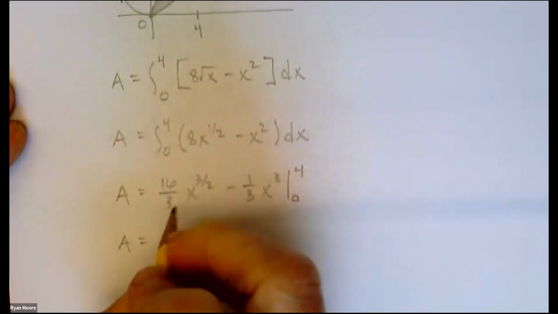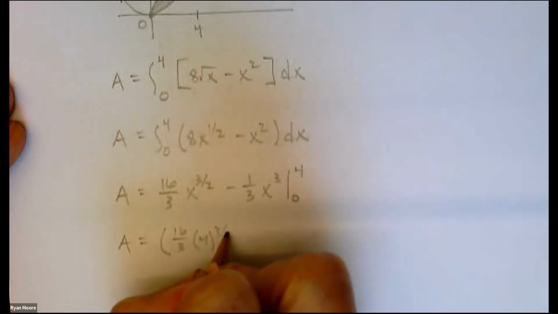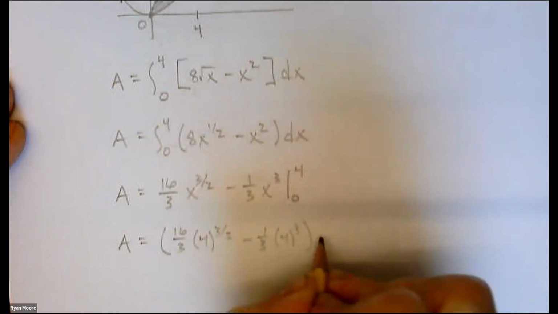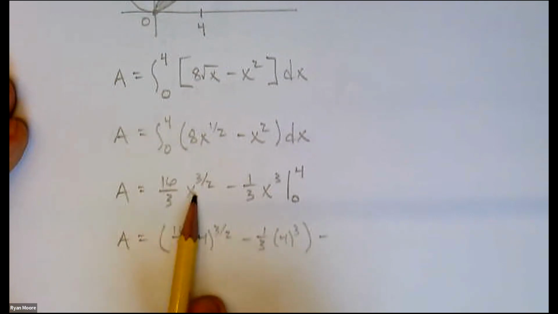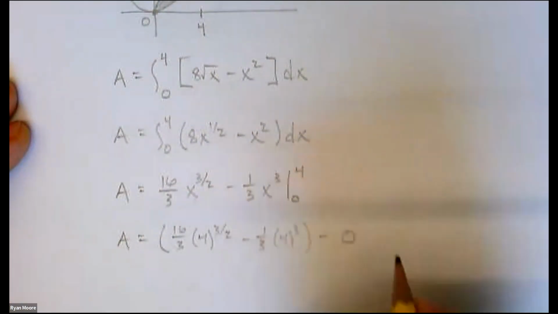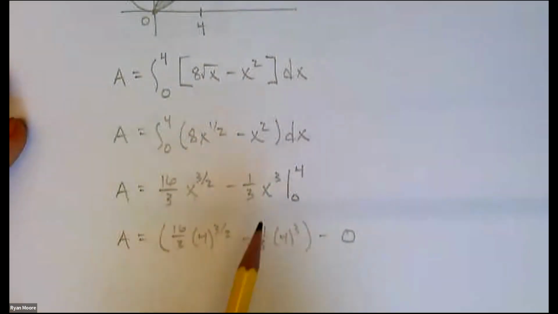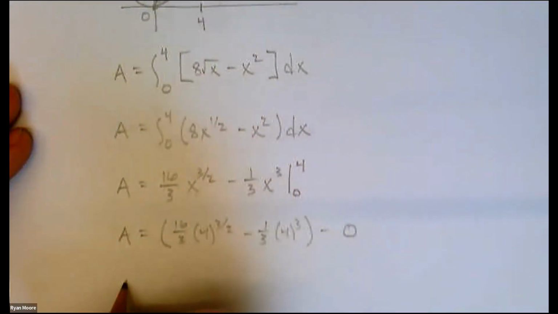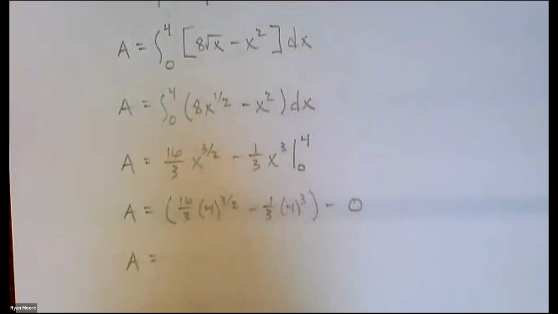And plugging in 16 over 3, 4 to the 3/2 minus 1/3, 4 cubed, minus 0. Plugging in 0, that's all going to be 0. Be careful when it comes to plugging in 0. Sometimes we can get lulled into thinking, oh, plugging in 0 is always 0. Well, not always. For a polynomial, yeah, but not all the time.